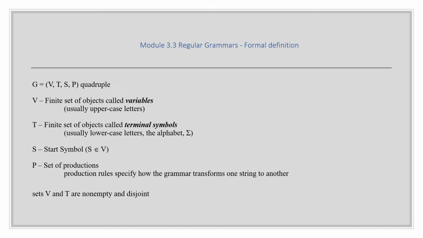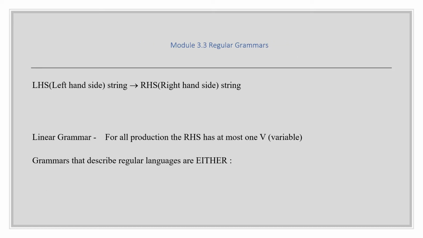P is a set of productions, and the production rules specify how the grammar transforms from one string to another. Sets V and T are non-empty and disjoint. That means you must have variables and you must have terminal symbols. Disjoint means that you cannot have any symbols that are both variables and terminal symbols. So terminal symbols are terminal symbols and variables are variables. You do your productions from the left-hand side string to the right-hand side string.